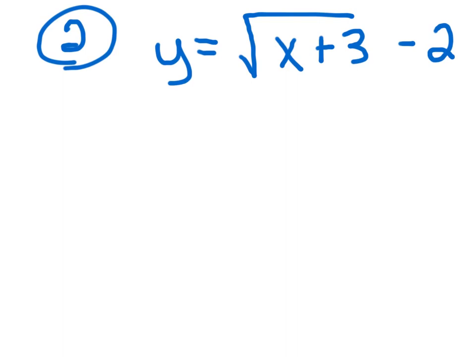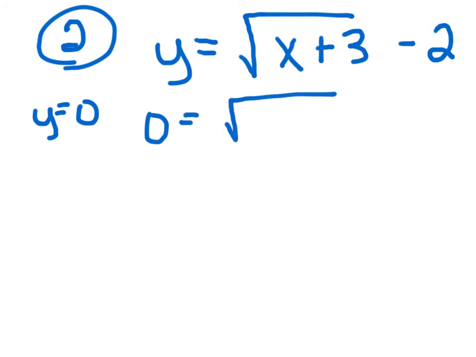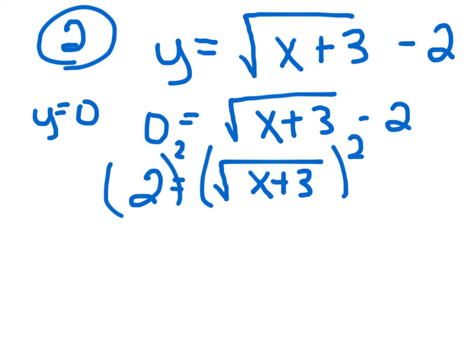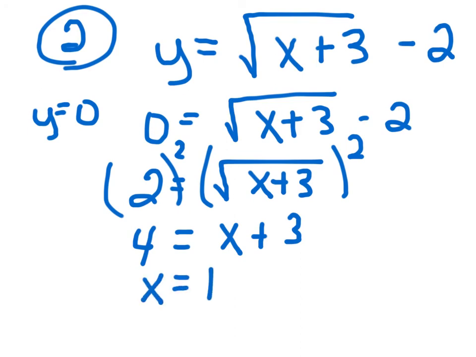If you plug in 0 for y, you get 0 equals the square root of x plus 3 minus 2. Add 2 to both sides, so 2 equals the square root of x plus 3. Square both sides to get rid of the radical, and 4 equals x plus 3. Subtract 3 from both sides, and you get x equals 1. So you have an intercept at (1, 0).